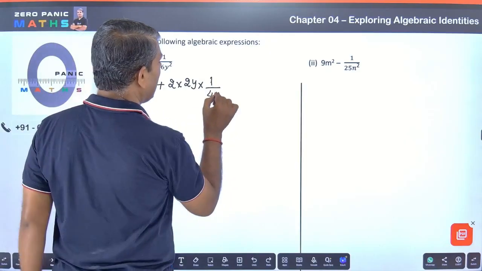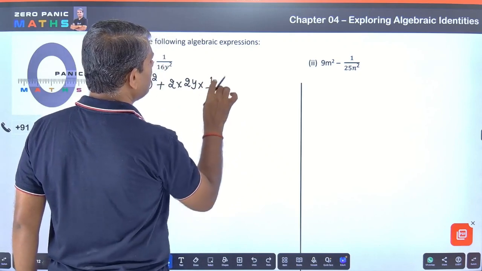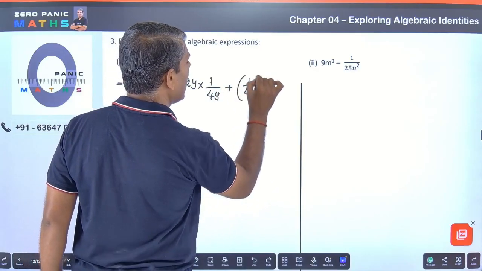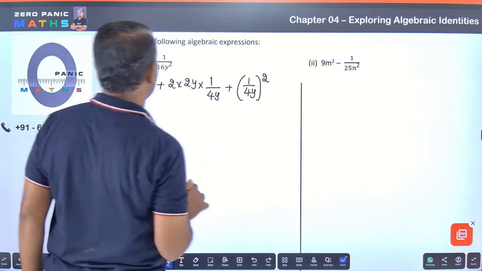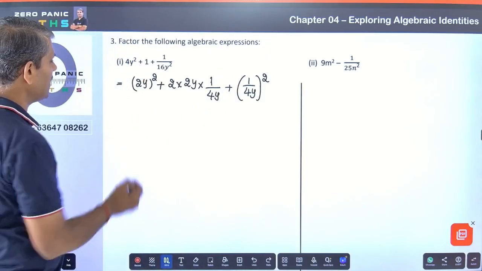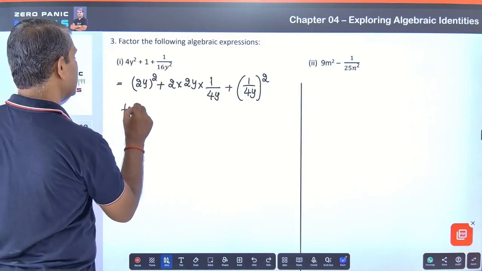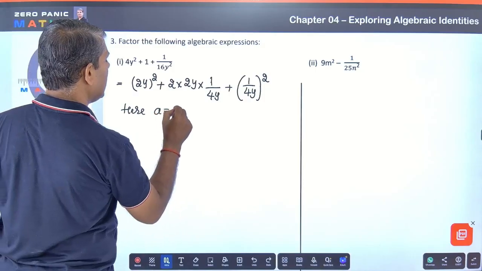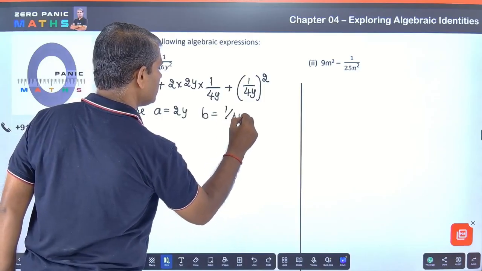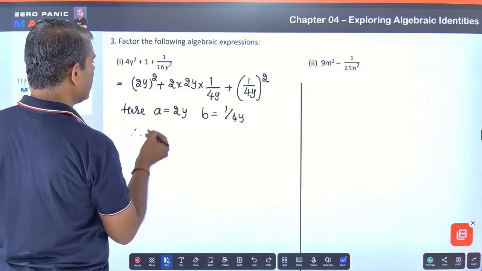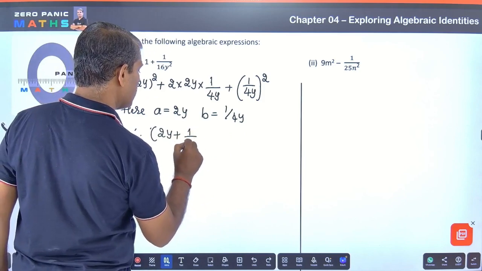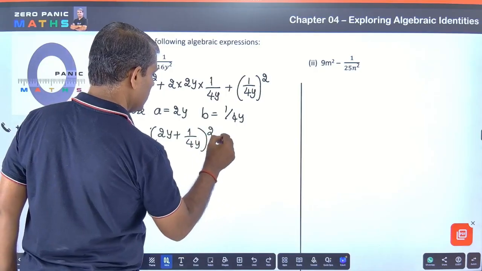Understood this? Okay, and in that process I got b value as 1 by 4y, and I will write that as (1 by 4y) whole square to make it b square, and it actually matches with 1 by 16y square. You see that it is matching. So you can write that a is equal to 2y and b is equal to 1 by 4y. Therefore it is (a plus b) whole square, so that's why it will be (2y plus 1 by 4y) whole square. This is the answer.